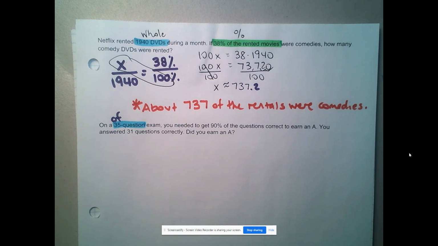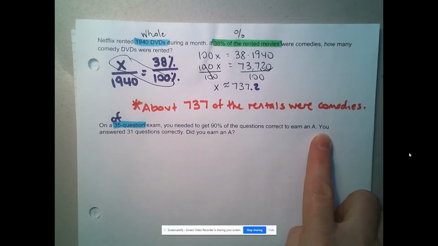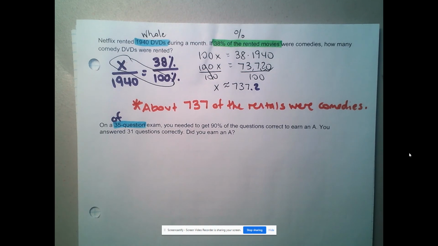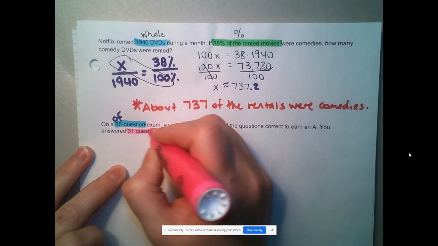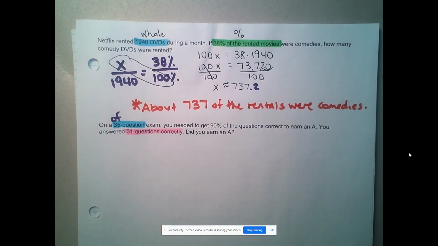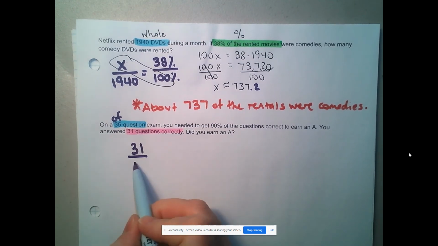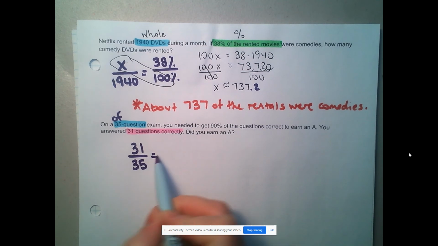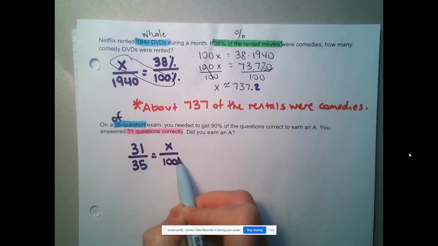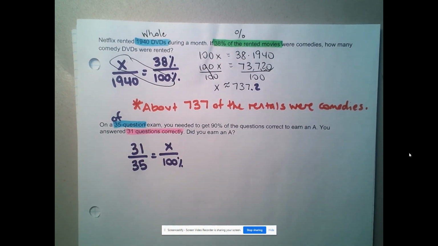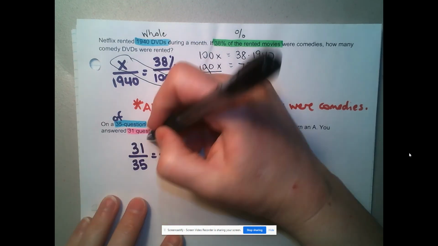Now, technically, there's two ways to attack this problem. You can find 90% of 35 and say, this is how many I need to get. However, you'll notice it did tell you what you got. You answered 31 questions correctly. Well, that's the part that you answered correctly out of the whole. So it's really easiest and probably most useful for you to say, I got 31 out of 35. What percent did I earn? So I got a 31 out of 35. What percent out of the 100 that was available?